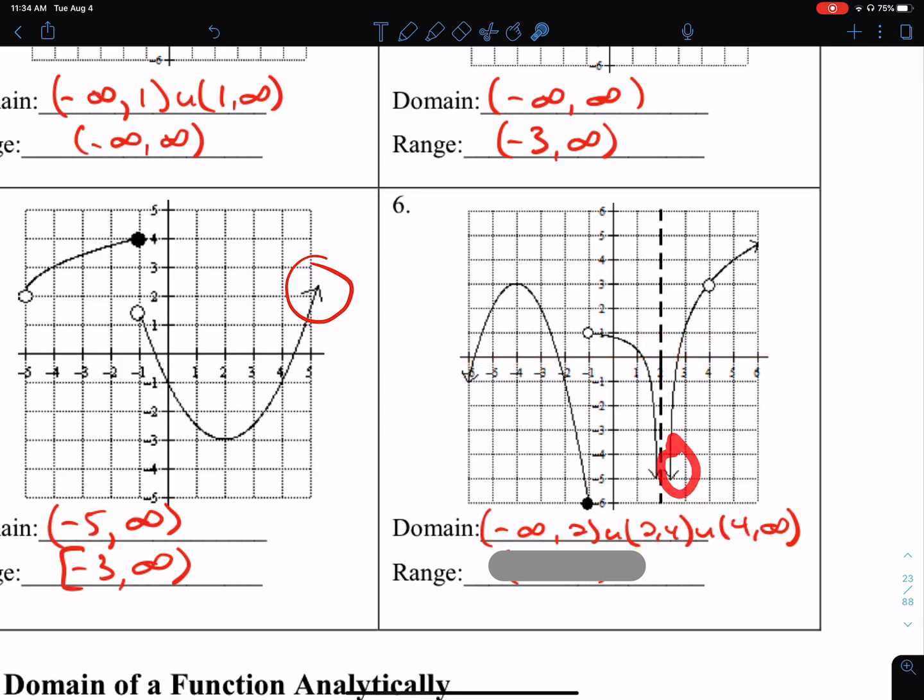Range goes down forever. It goes up forever. We're missing a point right here, but it picks it up right there. The range is all real numbers, -infinity to infinity.